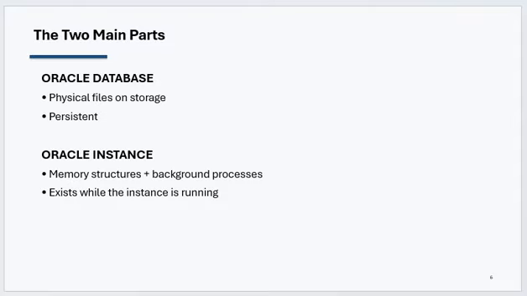Now we can clearly separate the two concepts. The Oracle database consists of physical files. These files are stored on disk or storage. The database is persistent. On the other hand, the Oracle instance consists primarily of memory structures and background processes. The instance is a runtime environment. It exists while Oracle is running. So we can remember it like this: database equals files and instance equals memory plus processes. This one distinction will make many Oracle concepts much easier to understand.